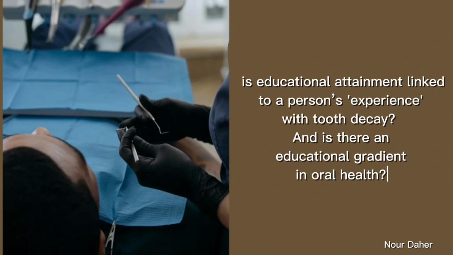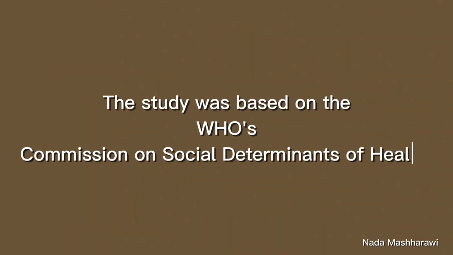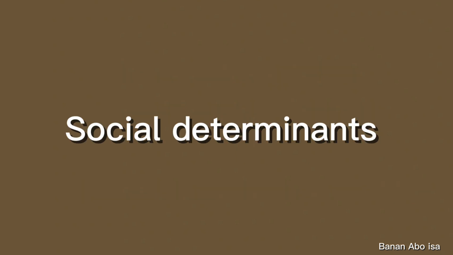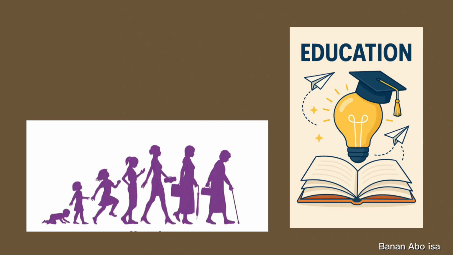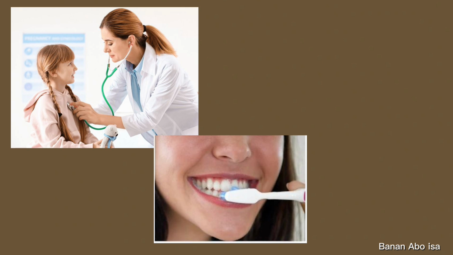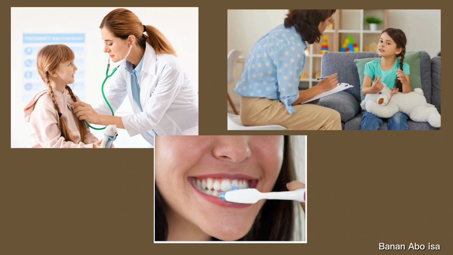The objective was clear: is educational attainment linked to a person's experience with tooth decay, and is there an educational gradient in oral health? The study was based on the WHO's Commission on Social Determinants of Health (CSDH) framework, which distinguishes social determinants and intermediate determinants. Social determinants like education, age, income. Intermediate determinants like living conditions, health and oral behaviors, social and psychological factors.